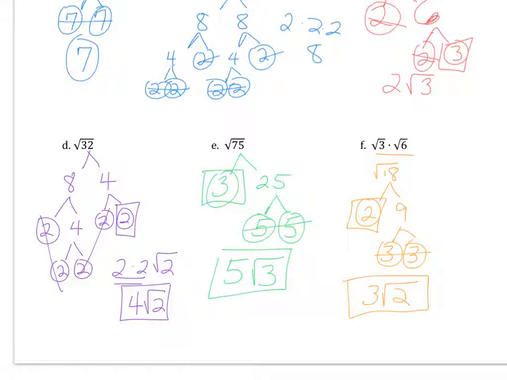Alright, so really the big key here is finding those factors and getting all the way down to those prime numbers and then simplifying everything at the end. Next page here, a couple more examples here.